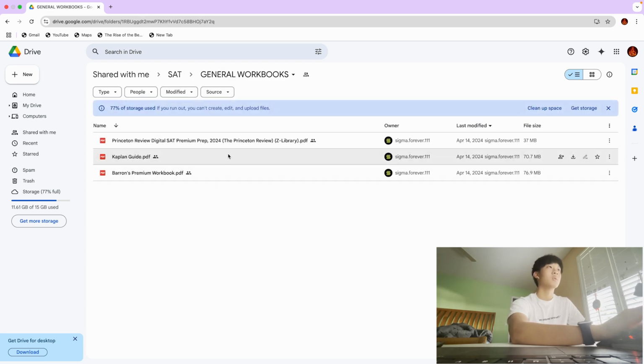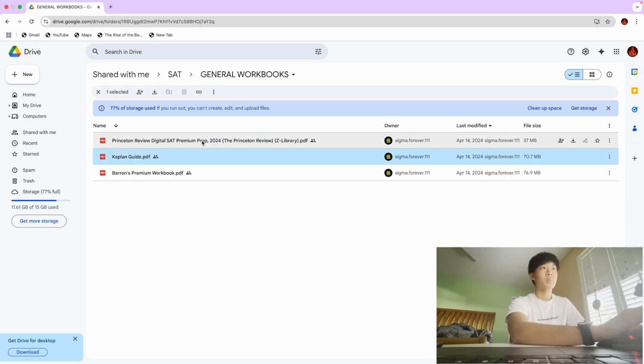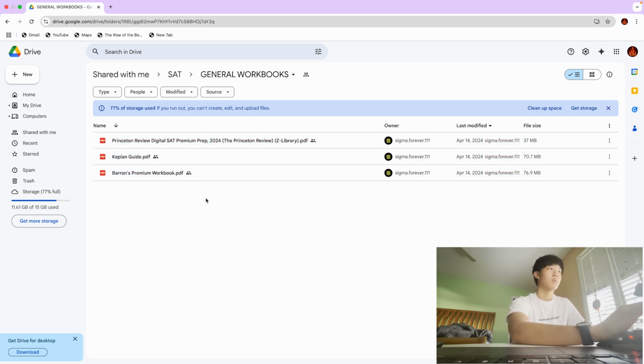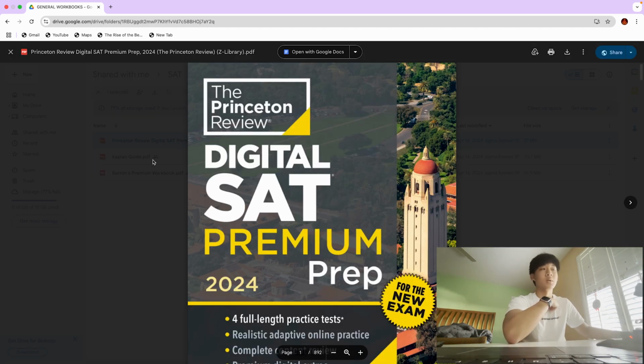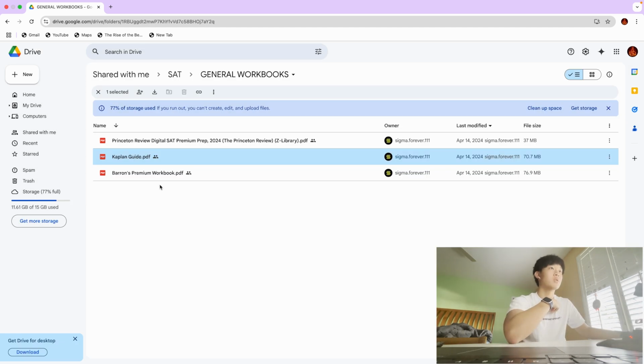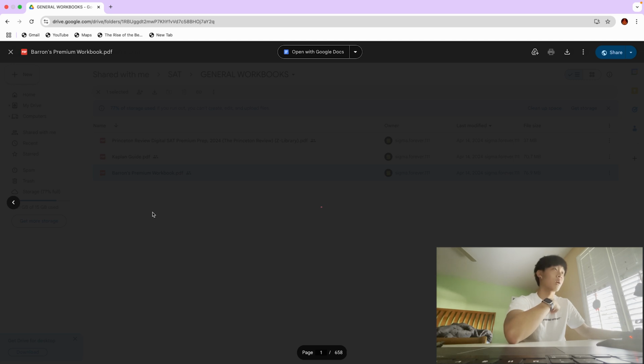So if you're done with those books and you take a look at these general workbooks over here, these are the three that I was talking about earlier: the Princeton Review, Kaplan, Barron's. These are all well-known names in the SAT world. And my favorite personally is the Princeton Review. Kaplan is great. Barron's is a little harder, at least from what I've seen.